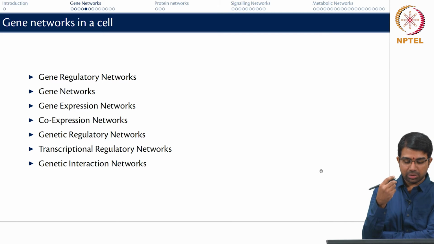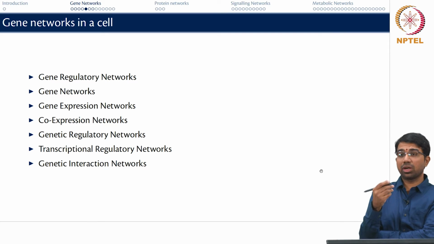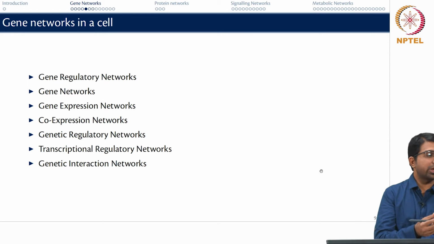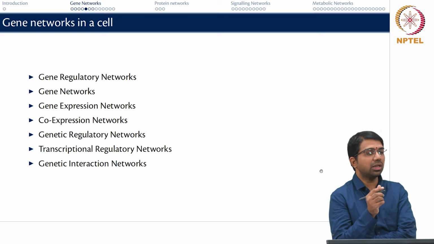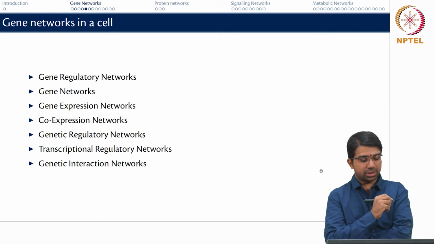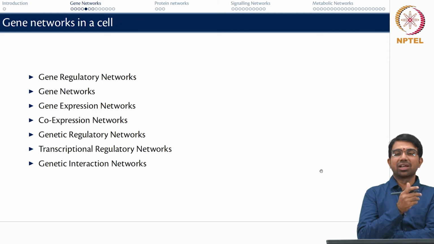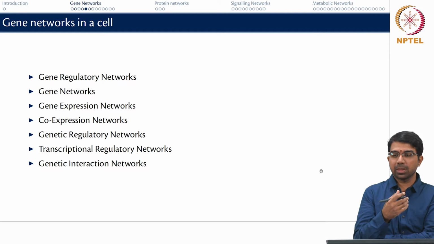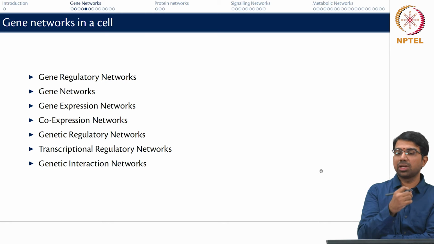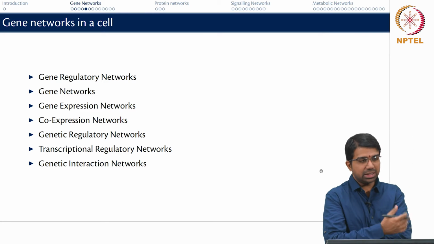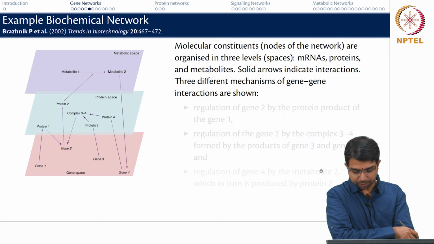Are you talking about just genetic interaction, or are you talking about transcriptional regulation, or are you talking about co-expression, right. You can imagine that a gene co-expression network will connect genes that are expressed together under one condition or under many conditions. Genetic regulatory is a little more generic term, transcriptional regulatory is very specific, right. So, genes that transcriptionally regulate another gene will find their place in this network, and then genetic interaction networks.